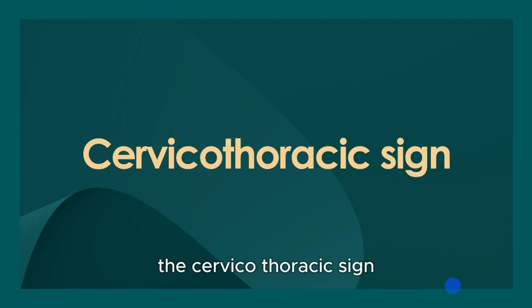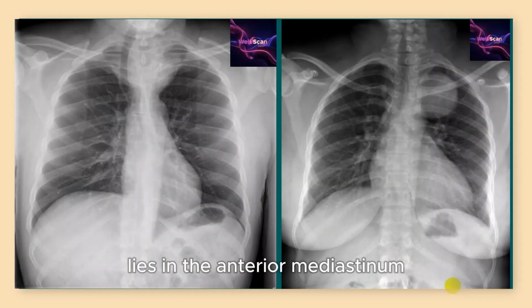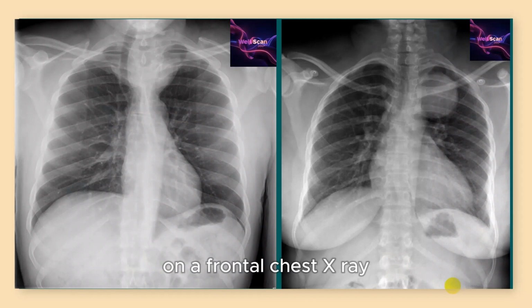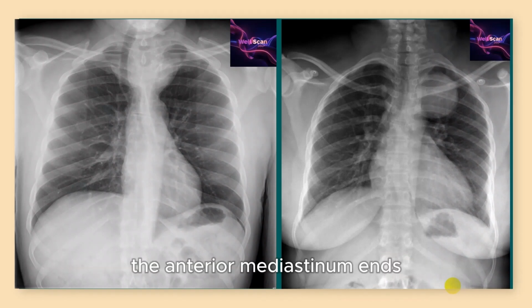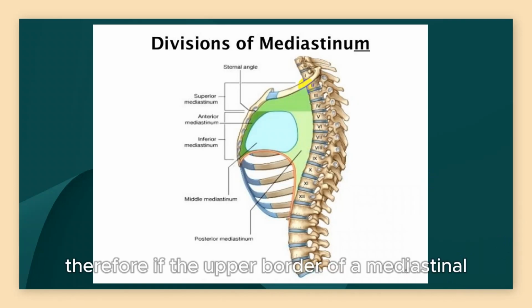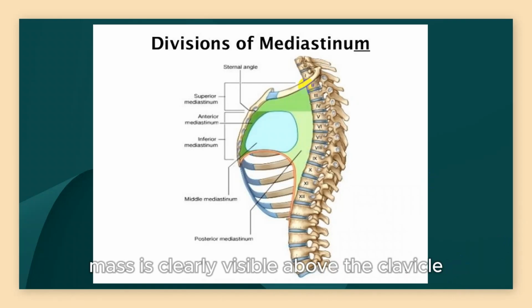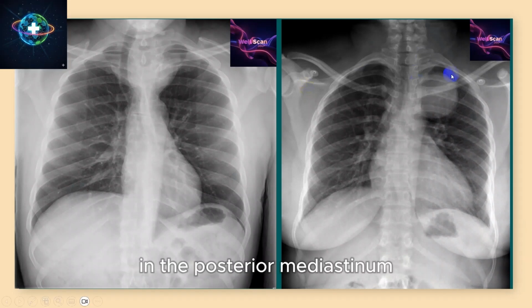The cervicothoracic sign helps determine whether an upper mediastinal opacity lies in the anterior mediastinum or the posterior mediastinum on a frontal chest X-ray. The principle is simple but extremely important. The anterior mediastinum ends at the level of the clavicle, while the posterior mediastinum extends above the clavicle into the neck. Therefore, if the upper border of a mediastinal mass is clearly visible above the clavicle, the lesion is likely located in the posterior mediastinum.